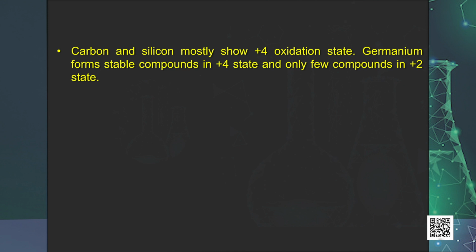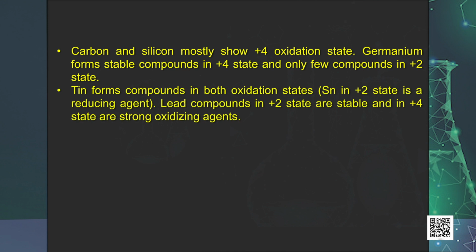Carbon and silicon mostly show +4 oxidation state. Germanium forms stable compounds in +4 state and only few compounds in +2 state. Tin forms compounds in both oxidation states. Tin in +2 state is a reducing agent. On the other hand, lead compounds in +2 state are stable and in +4 state are strong oxidizing agents.